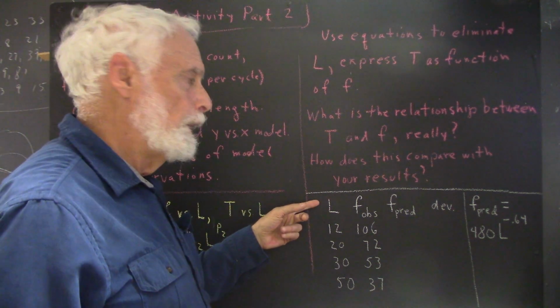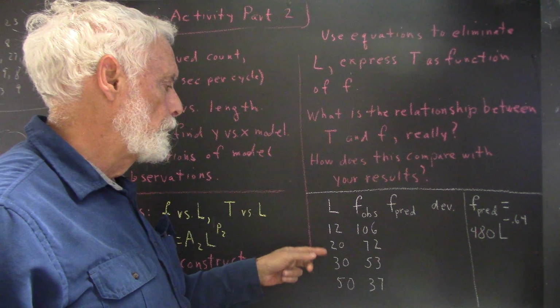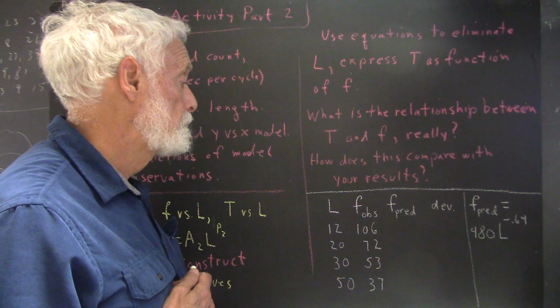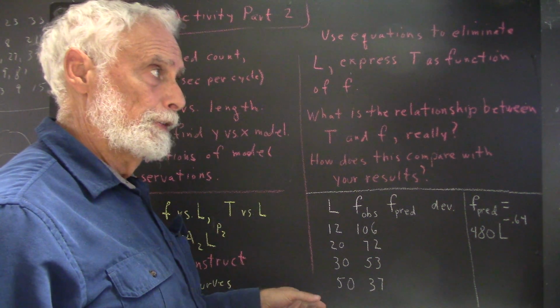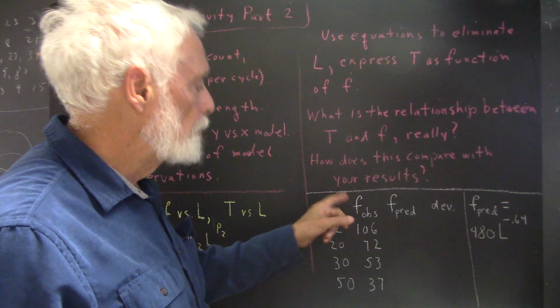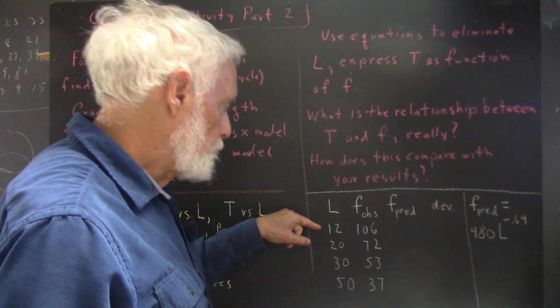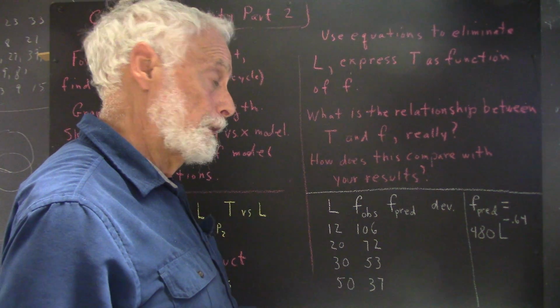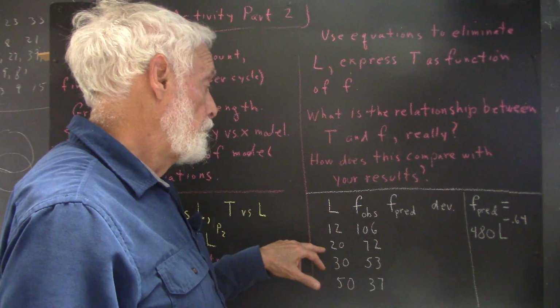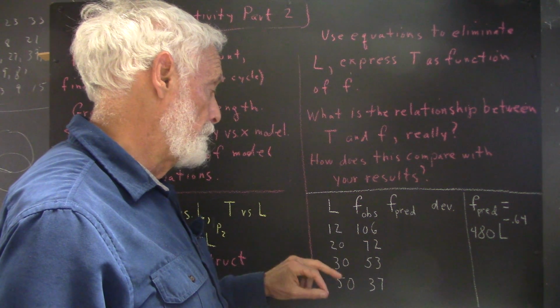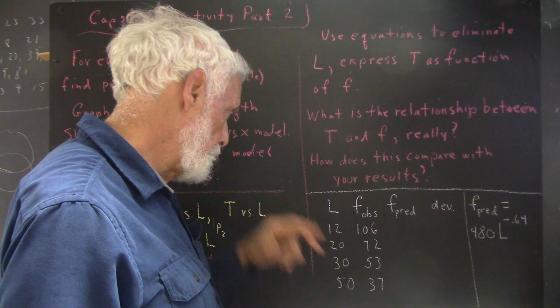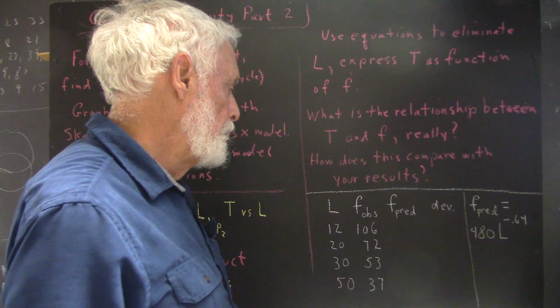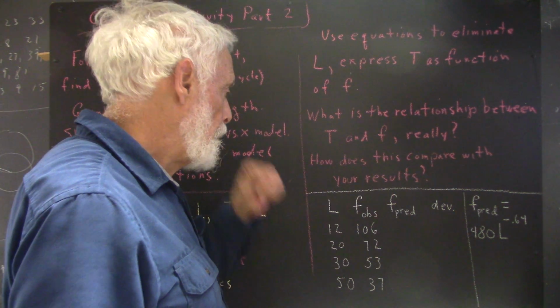Let's say that you had lengths of 12, 20, 30, and 50, and that would be apparently in centimeters. And you observed, you counted. For a 12 centimeter pendulum, you counted 106 cycles in a minute. 20 centimeters, you counted 72. 30 centimeters, you counted 53. For 50 centimeters, you counted 37.